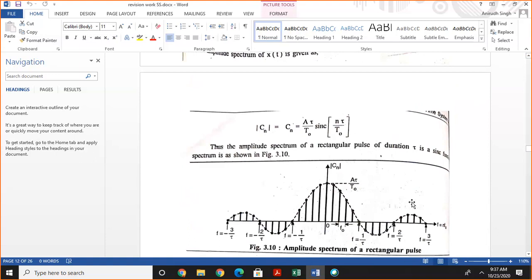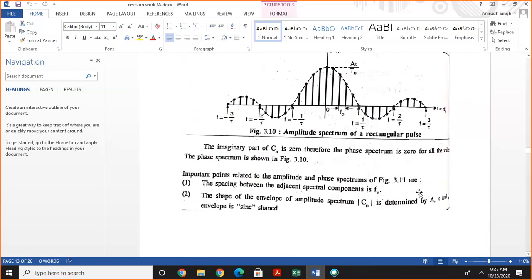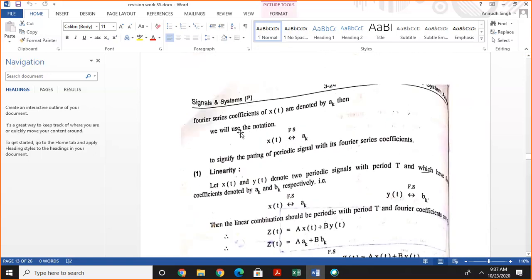And if you rearrange this equation, you can write Cn in terms of the sinc function, the rectangular function. So we obtain the Fourier series. And for the spectrum of x of t, since Cn does not have any imaginary part, the phase angle is 0.